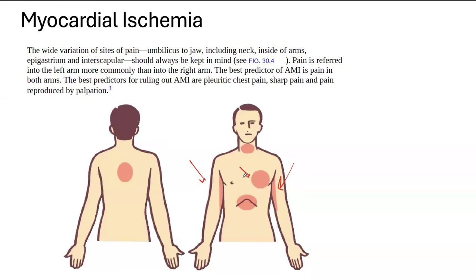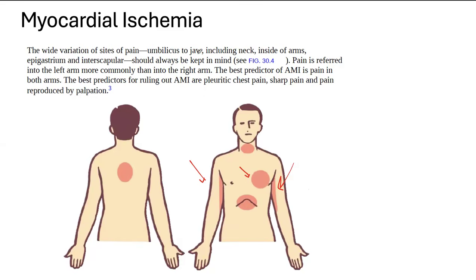So just because someone comes to you with a sudden onset left-sided chest pain radiating to the right arm, do not rule out myocardial infarction because of that, because it is very common for an MI patient to come with chest pain radiating to the right arm. Okay?